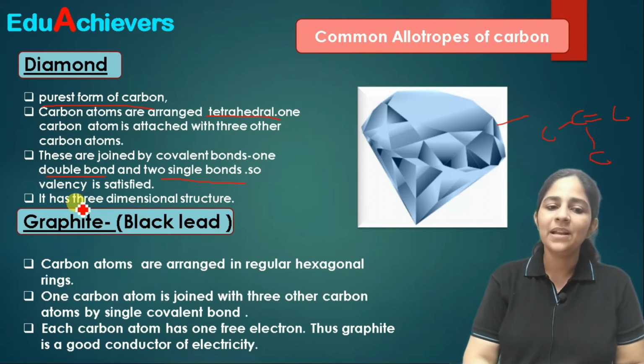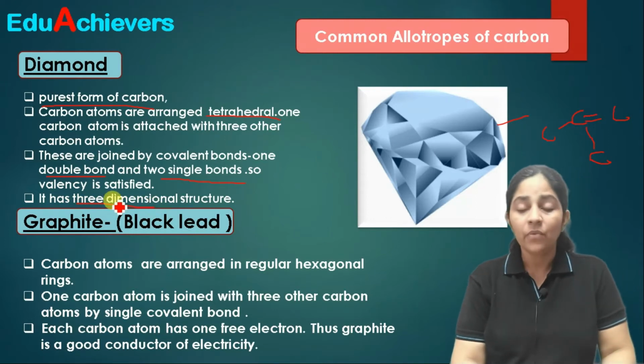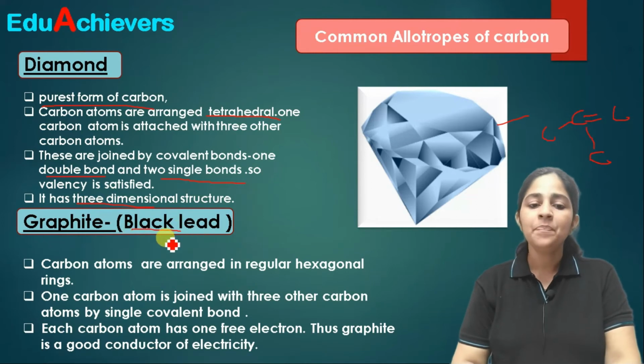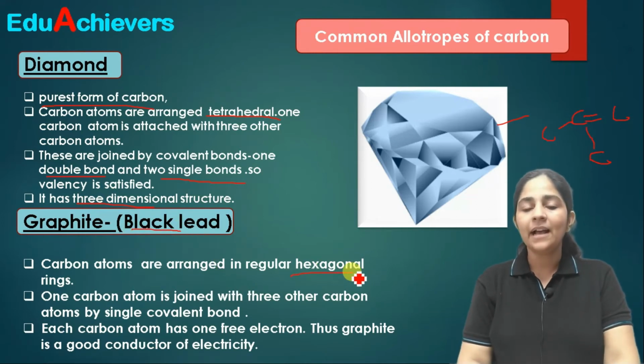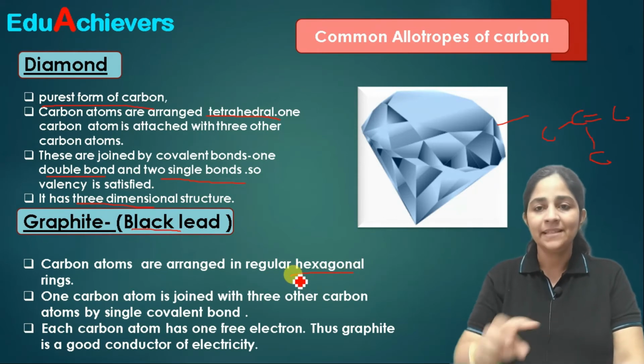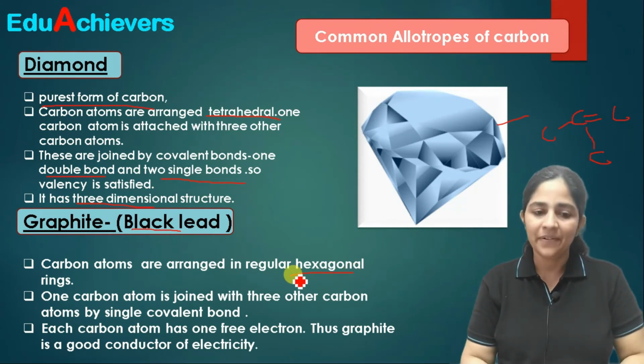Okay, and this is a 3-dimensional structure. Okay, now moving on to graphite, which is also called black lead. In this, the carbon atoms are arranged in hexagonal rings. Hexagonal means 6 carbon atoms arranged in a ring.